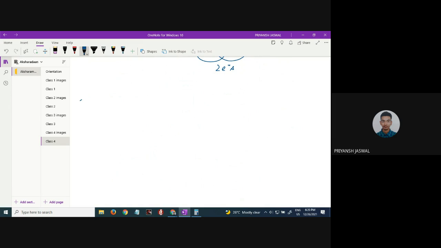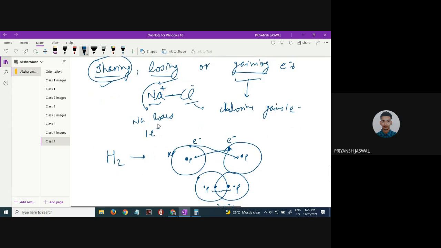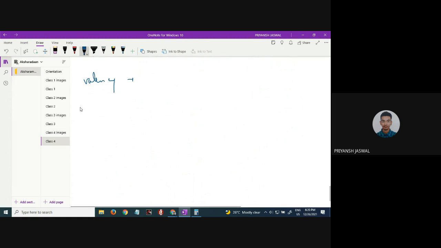Now, for an example, what is the valency of magnesium and aluminium? Suppose a question is asked like this. How will we calculate it? Valency is basically the number of electrons in the outermost shell. Just let me put a table also.